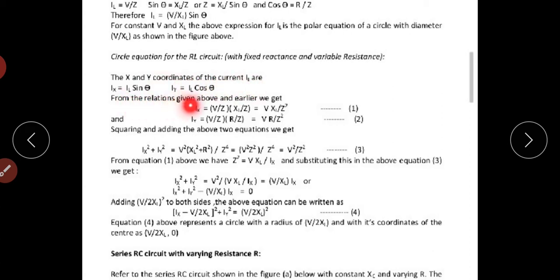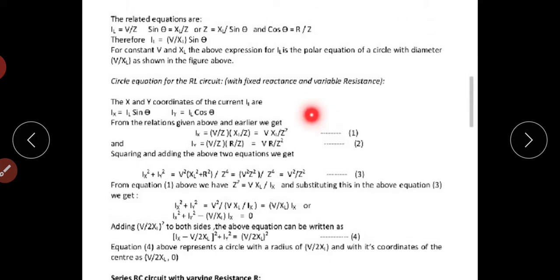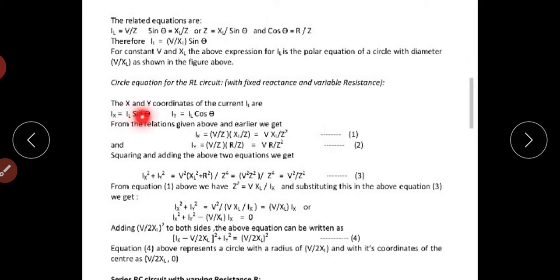From the relations given above and earlier, Ix equals IL, where IL equals V by Z and sin theta equals XL by Z. So Ix equals V by Z into XL by Z, which equals V into XL by Z square. Next, Iy equals IL, with IL equals V by Z and cos theta equals R by Z. So Iy equals V into R by Z square. Squaring and adding the above two equations, we get Ix square plus Iy square equals V square into XL square plus R square by Z power 4.